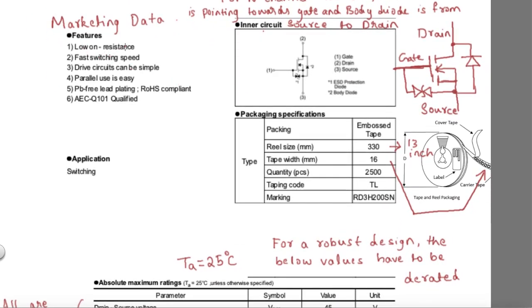Features of the MOSFET: low on resistance, fast switching speed, drive circuits can be simple, parallel use is easy, lead free lead plating, RoHS compliant, AEC-Q101 qualified. Application: switching. Package specifications: reel size 330 mm, which is a 13-inch diameter reel, tape width is 16 mm, quantity per reel 2500 pieces, taping code TL, marking on the IC RD3H200SN.